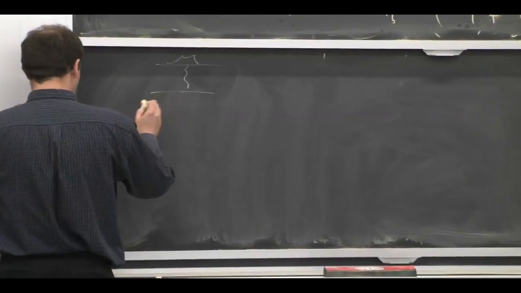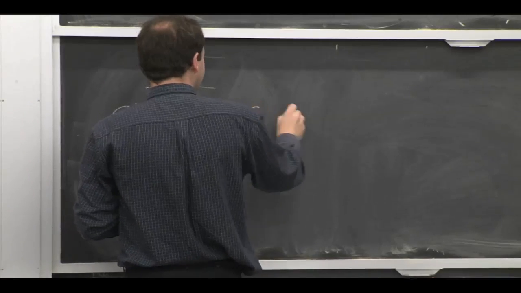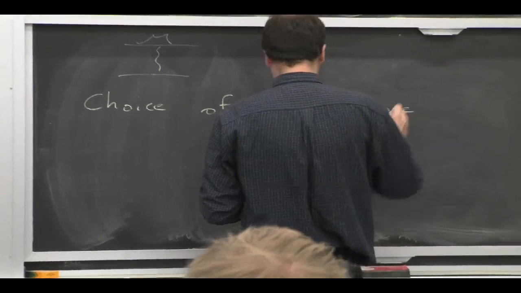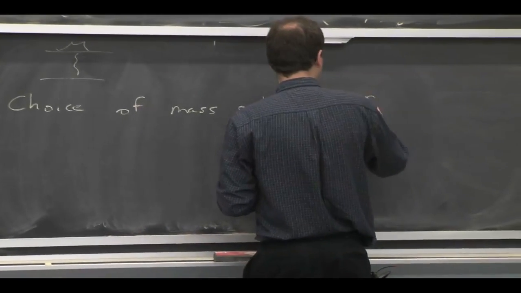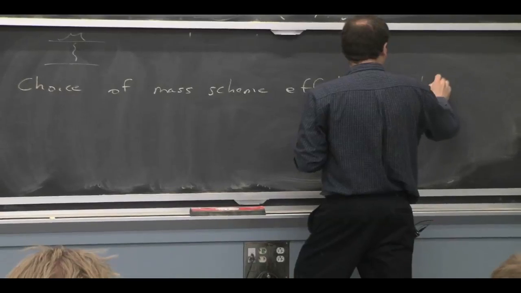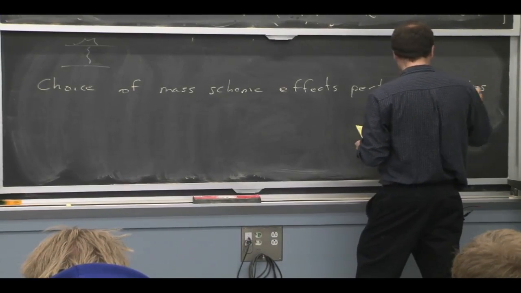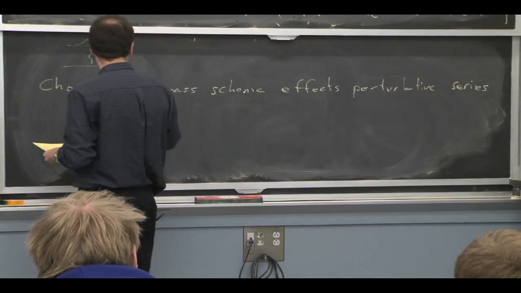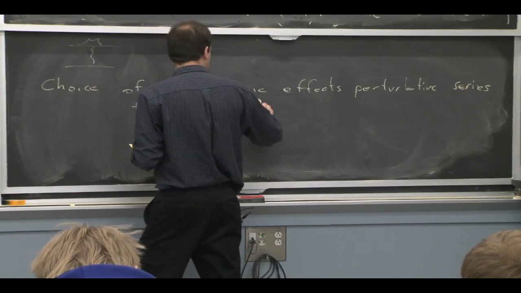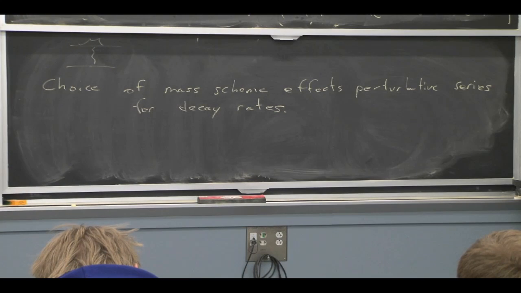OK, so the lesson here is simply that the choice of mass scheme has a big impact on the perturbative series. And we haven't yet figured out why some things work and why some things don't, but we will. And it's absolutely crucial to use the right one, otherwise the predictions will not be good.